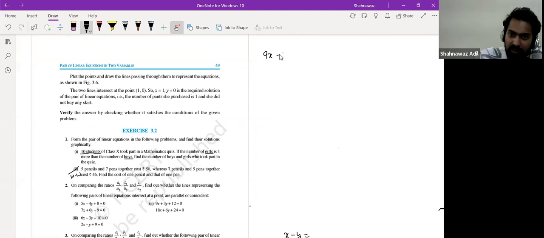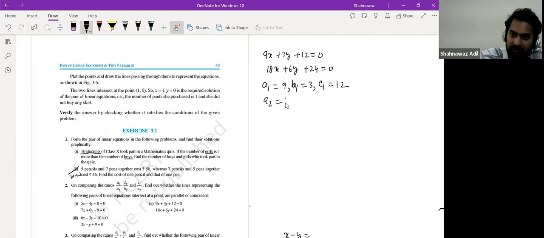9x plus 3y plus 12 equals 0, and 18x plus 6y plus 24 equals 0. So what are A1, A2? A1 is 9, B1 is 3, and C1 is 12. And A2 is 18, B2 is 6, and C2 is 24, right. So let's calculate A1 by A2. This will be 9 by 18, right? So this is 1 by 2. And B1 by B2 is what?